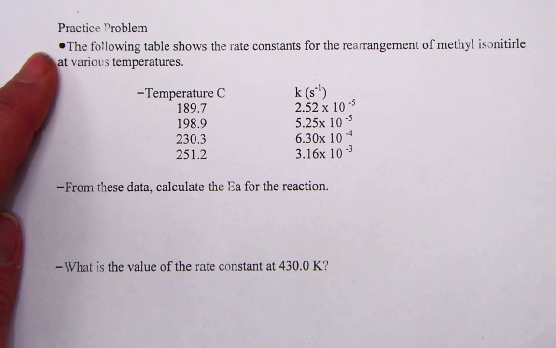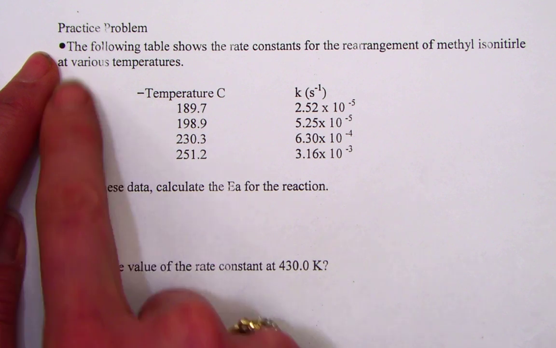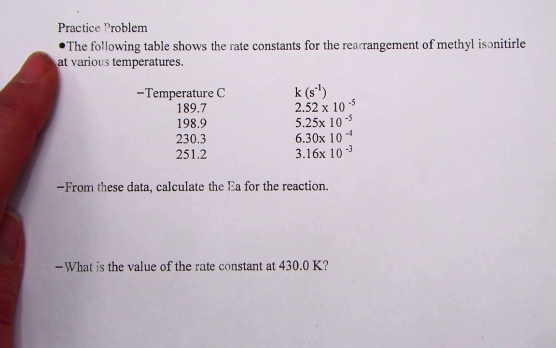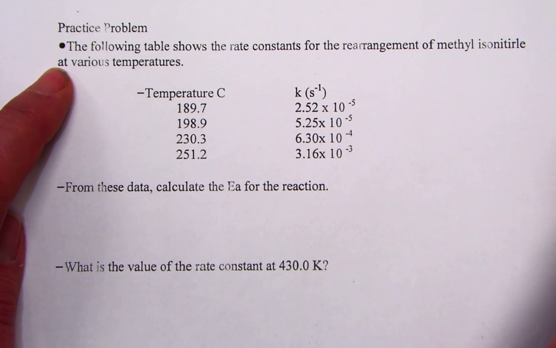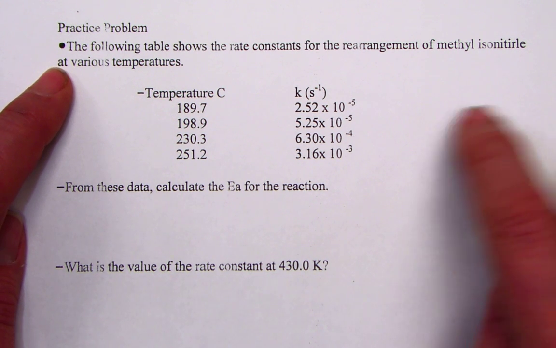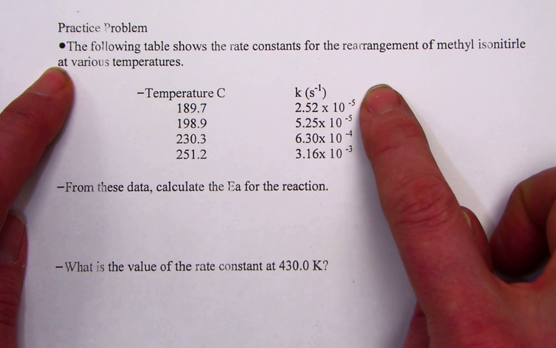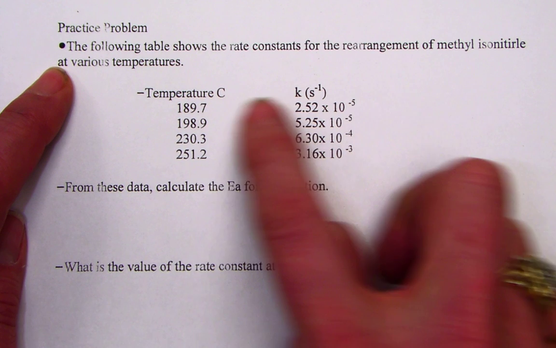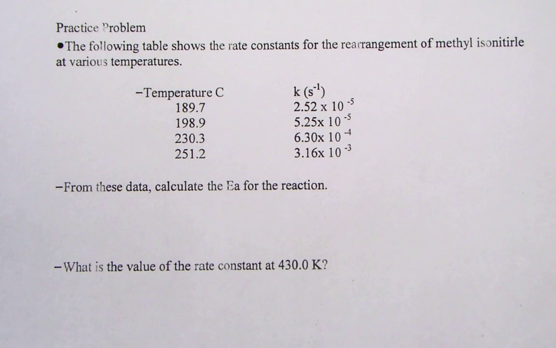In this practice problem, we are given information about a reaction. It reads, the following table shows the rate constants for the rearrangement of methyl isonitrile at various temperatures. The k constant is given to us in per seconds, making this a first order rate law, and the temperature is given to us in degrees Celsius. We are being asked to calculate the activation energy for the reaction.